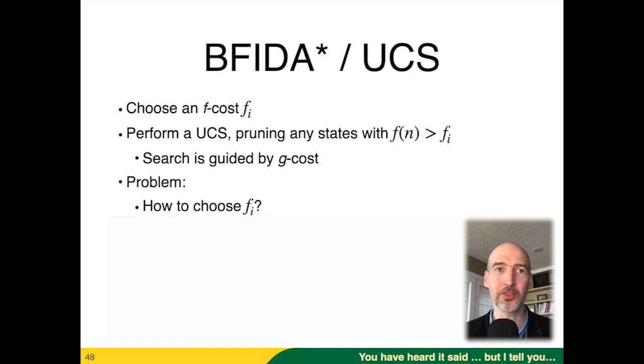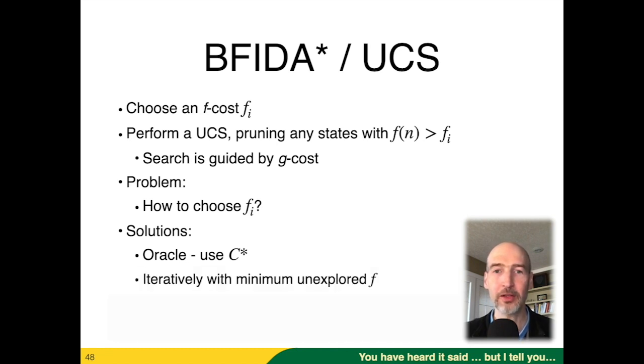The problem, of course, is how do we choose f of i? Because if I choose it the wrong way, this could be very, very expensive. There are a couple of possible solutions to this. One is if I had an oracle that could tell me C star. If I knew what C star was, then I could just do my uniform cost search using C star as my limit, and prune everything greater than that. This would look very much like A star, except the ordering would be from low g cost to high g cost, and we'd be ignoring these larger values.